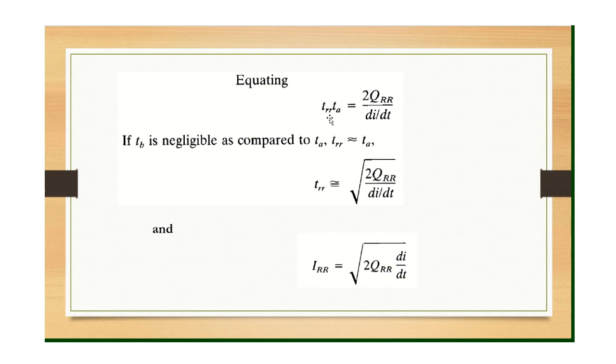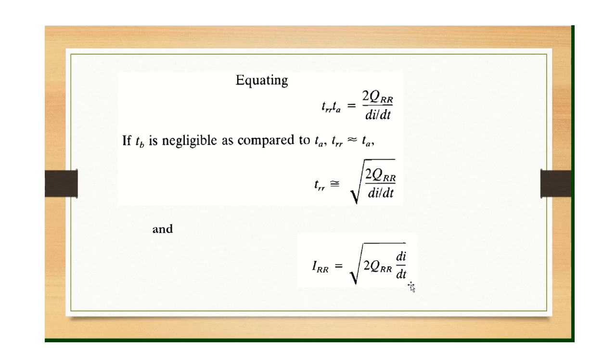So if TB is very less, negligible compared to TA, then TRR will be equal to TA. So then on the left hand side in the above equation, you will end up with TRR square, right? So then TRR will be the square root of the right hand side. That is what we have here. And also rearranging, you can write IRR is equal to under the square root, twice QRR into di by dt. Just substituting and rearranging, just check it, you will understand.